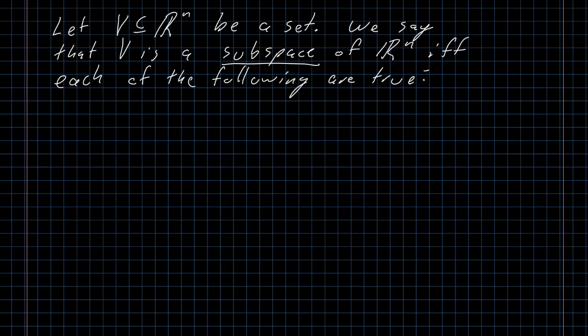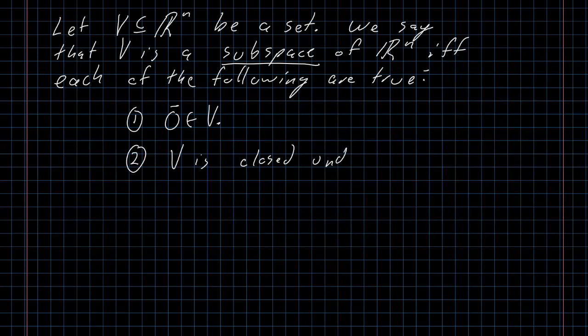So let's take some set V, which is a subset of a vector space, in this case, the n-dimensional vector space. We will call V a subspace if and only if two conditions hold true. The first condition is that the zero vector must be inside the space. The second condition is that V is closed under linear combinations.